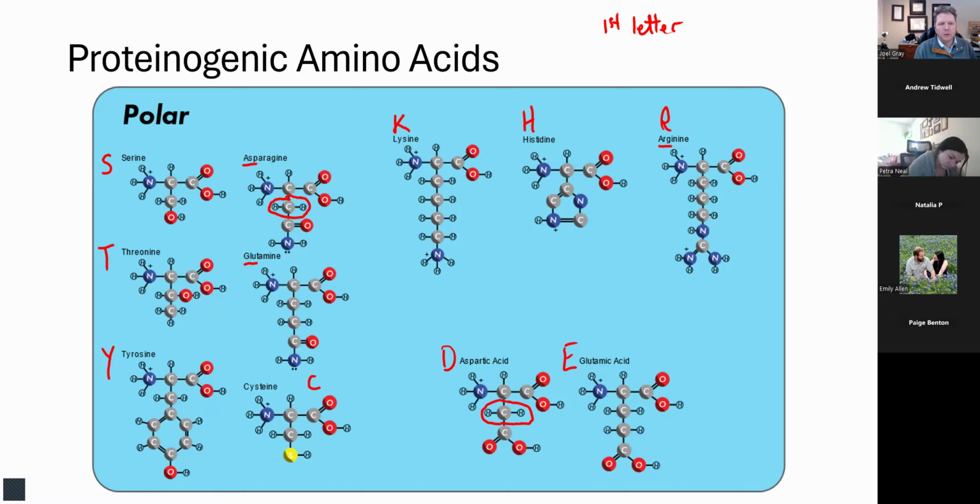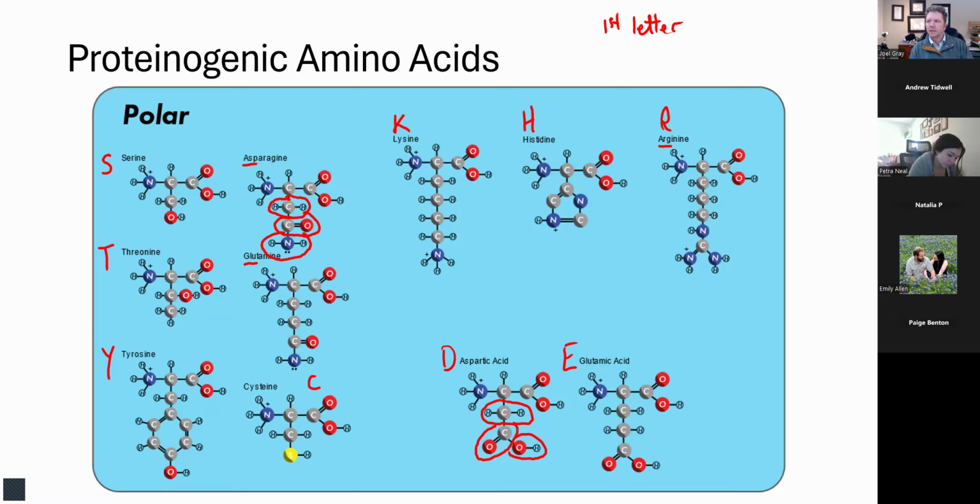After that, there's a carbonyl carbon going to an oxygen, and lo and behold, aspartic acid has that carbonyl carbon going to an oxygen. Now, aspartic acid has this OH to complete its carboxyl group, whereas asparagine has, instead of an OH, this NH2. Now, that is a polar group, but it's not going to be protonated. So this would be a polar uncharged amino acid.